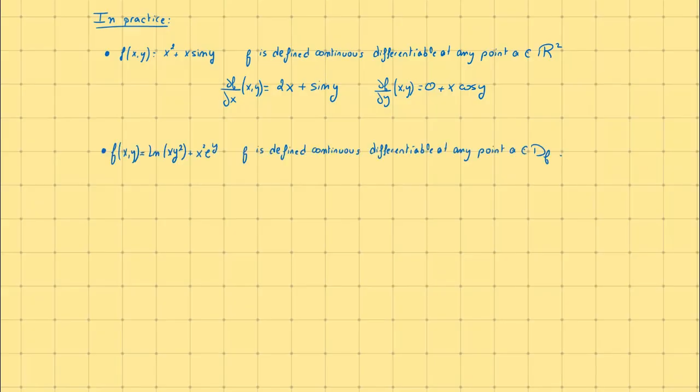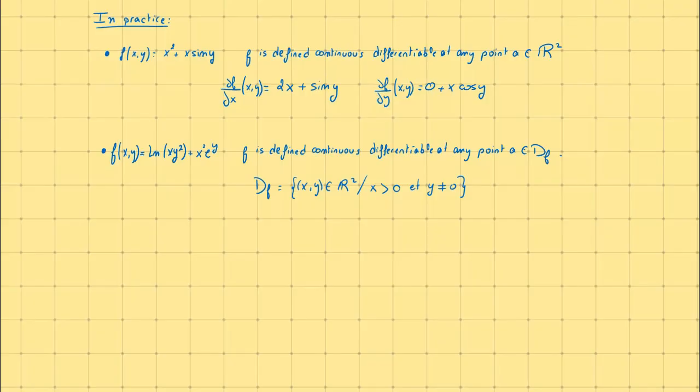Let's take another example. f(x, y) = ln(xy^2) + x^2 e^y. So this function is defined and continuous at any point in its domain of definition, not any point in R2, because in this case x should be positive and y should not be equal to 0 for this function to be defined. So we will calculate the derivative at one of these points.